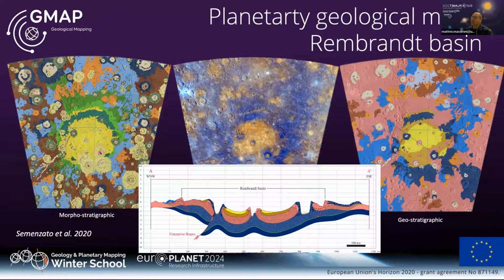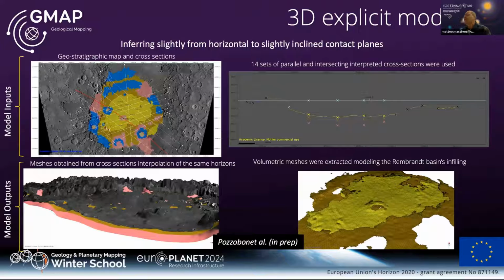So considering no vertical exaggeration, we can easily make maps of the different contacts that are gently dipping to horizontal, in particular in the inner part of the basins. So still considering this horizontal contact, we can go up and make some higher level of modeling.